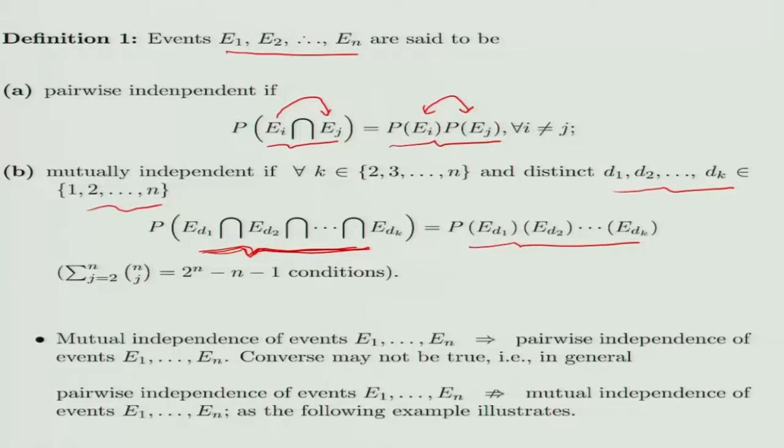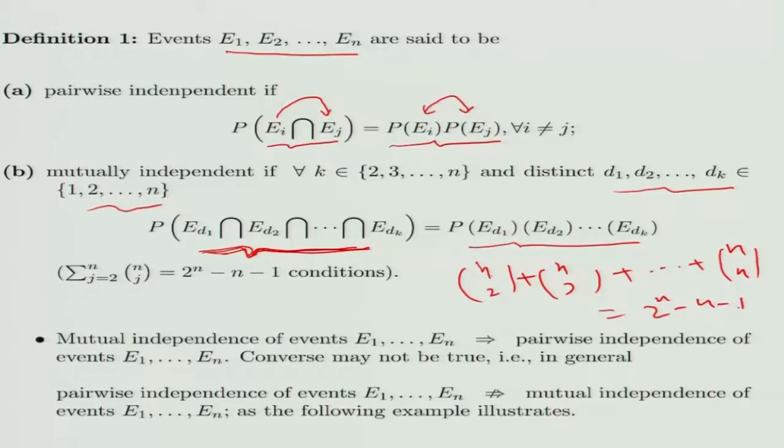So how many subcollections are possible? I leave out subcollections of singletons because that would be automatically satisfied: probability of E is the same as probability of E. So how many such conditions would there be? nC2 plus nC3 and so on. These are the conditions when you take joint occurrence of two events at a time, then three events at a time, plus finally the joint occurrence of all events, which is the probability of E1 intersection E2 intersection ... En. So this is the total number of conditions you will have to satisfy for mutual independence, and this is nothing but 2 to the power n minus n minus 1.